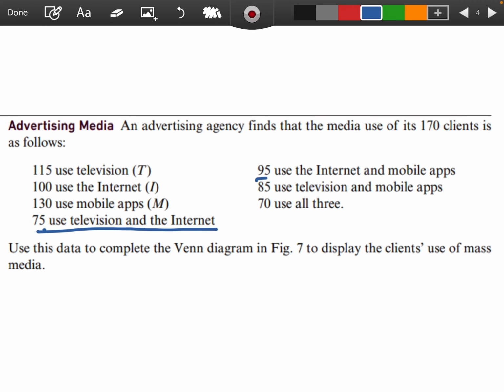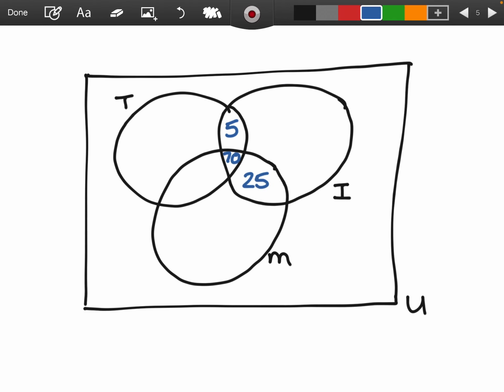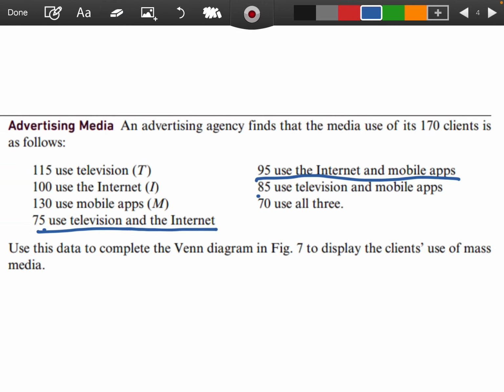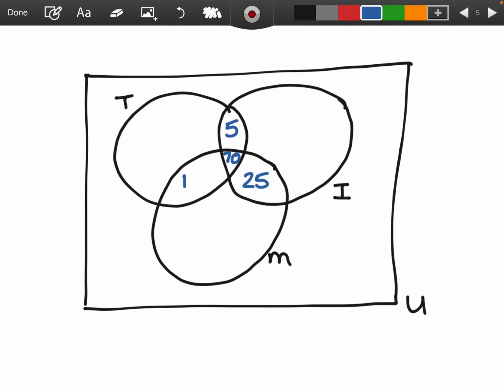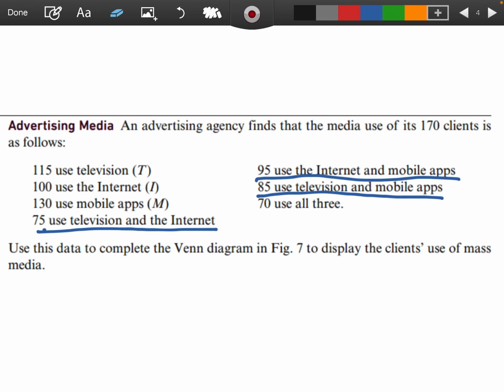And you keep going like this. So then let's look at internet and mobile apps. So it tells us that 95 use the internet and mobile apps. 70 of those use the TV as well. So that leaves me with 25 people that use the internet and mobile apps only. And then we want to look at the number of people that use the TV and mobile apps only. So we know that there's 85, but 70 of the 85 use all 3. That leaves us with 15 people that just use TV and mobile apps. Okay.